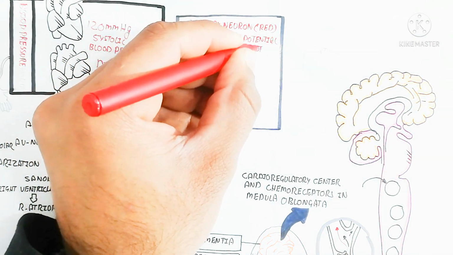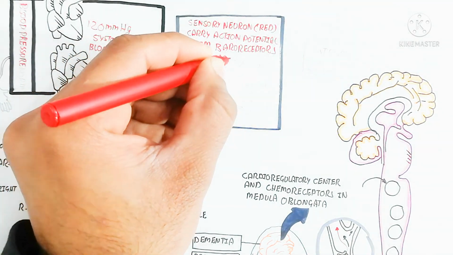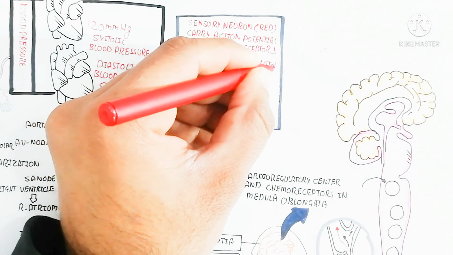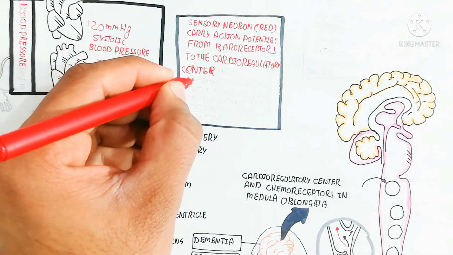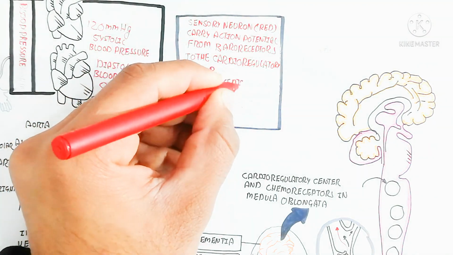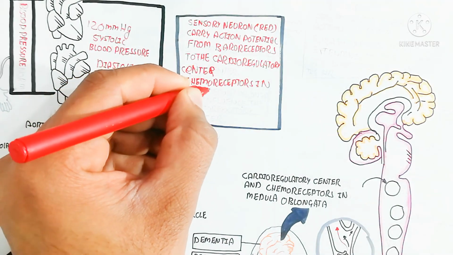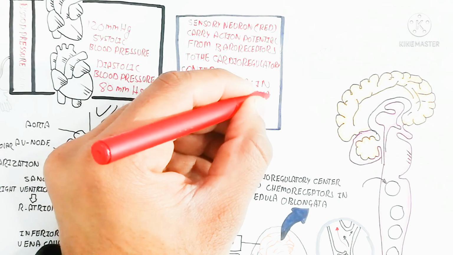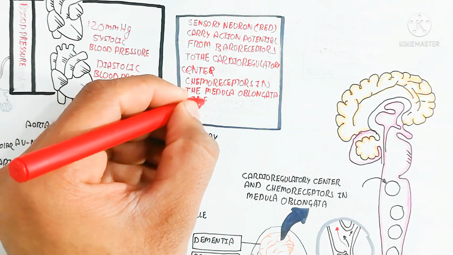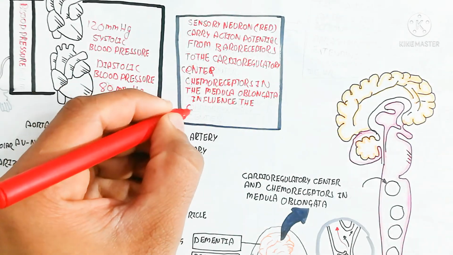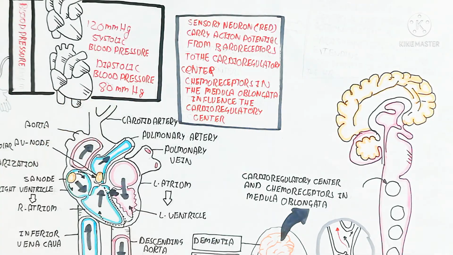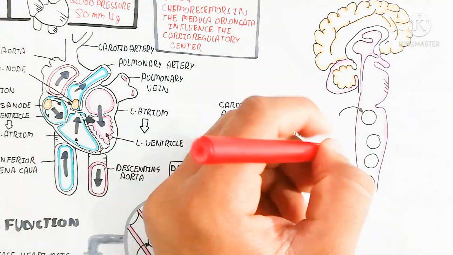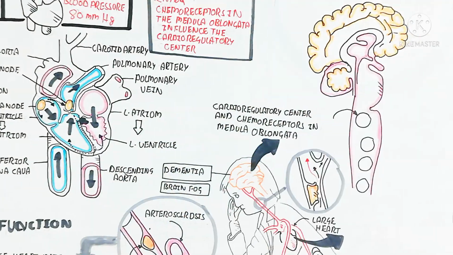If the oxygen requirement will be more, the breathing will be more. So let's begin to understand first step by step. Sensory neurons are red color. I will show carry action potential from baroreceptor to the cardioregulatory center, and the chemoreceptor in the medulla oblongata influence the cardioregulatory center. So the chemoreceptor will influence the cardioregulatory center.